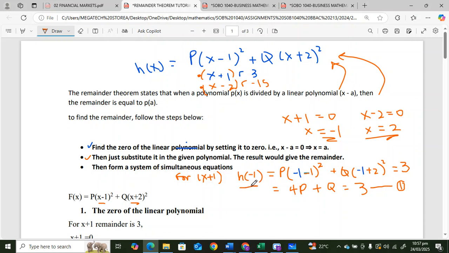As I said, what it's telling us here is that in the polynomial here, where there's x, substitute it with -1.